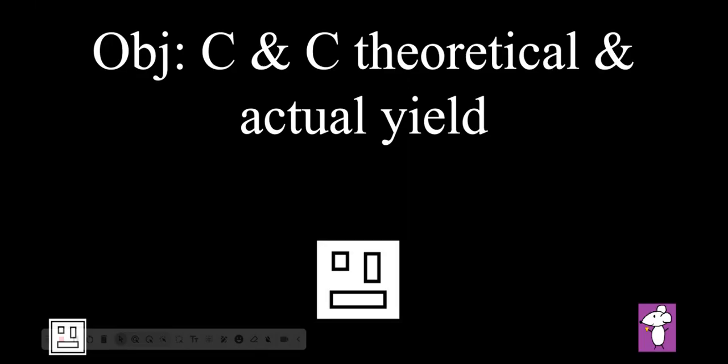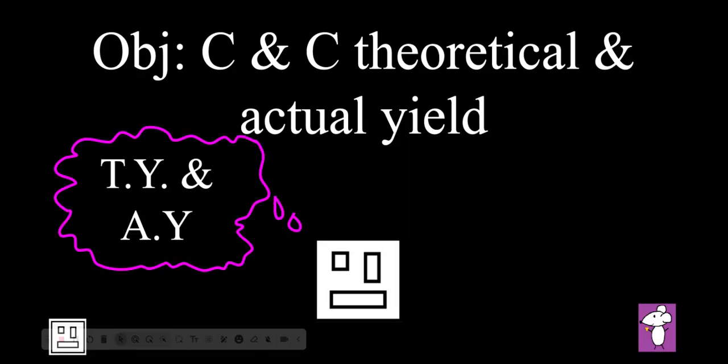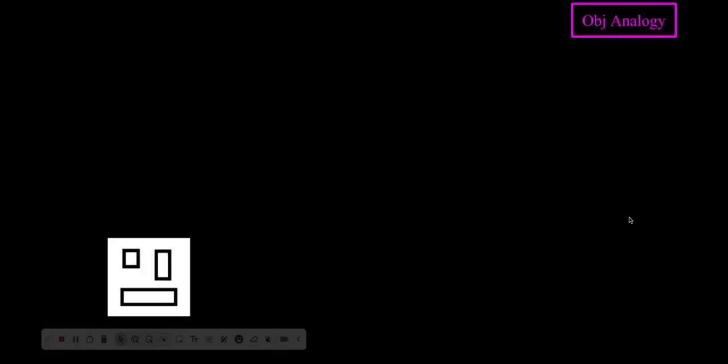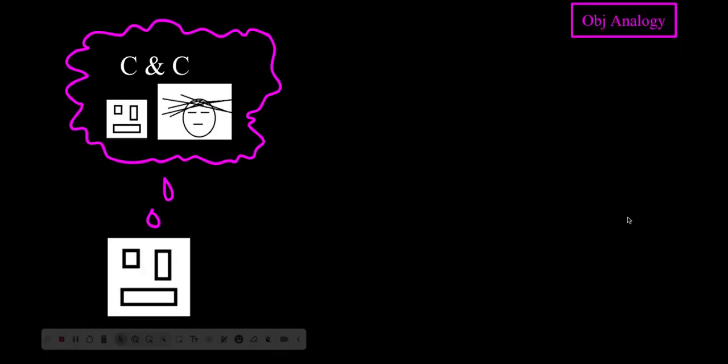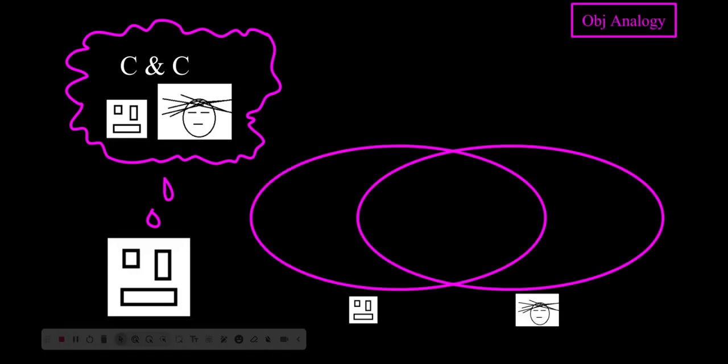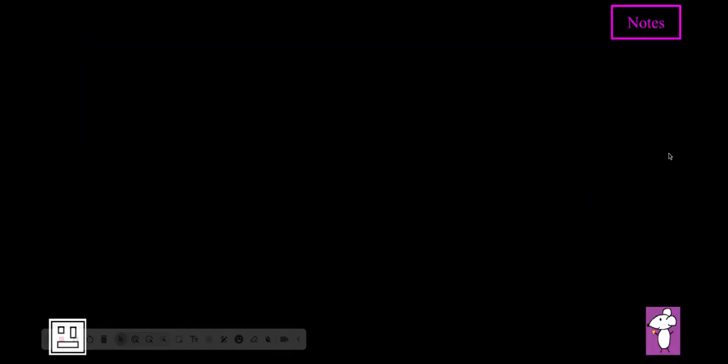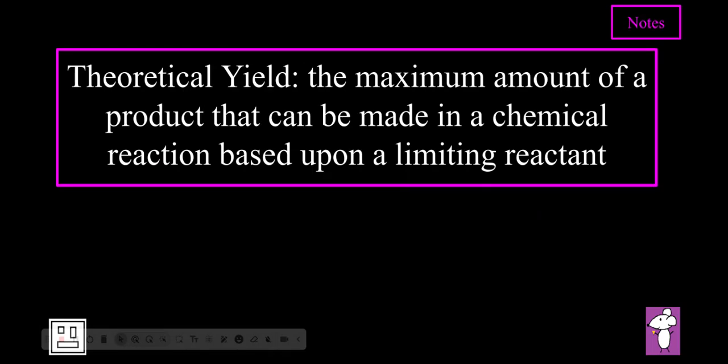Compare and contrast is what C and C means, and I want you to be able to tell me how they're the same and how they're different. In a similar fashion, comparing and contrasting these two characters, I might say something they have in common: they both like hot drinks. One likes tea and the other likes hot coffee with a straw. All right? Now, here are their definitions.